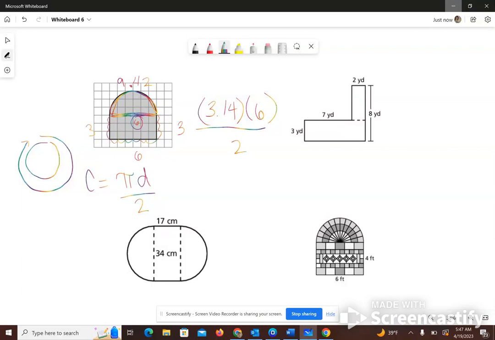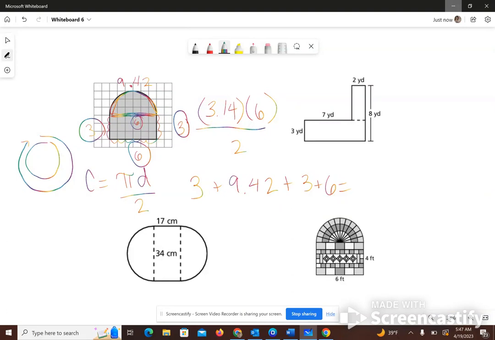Now, to get the total perimeter of that whole shape, I have to add all those side lengths together. So I've got this side 3 plus the 9.42 plus this 3 and then plus the bottom of 6. By adding all of those up with my calculator, I will be able to get the perimeter of that shape. I'm going to let you do that with your calculator.